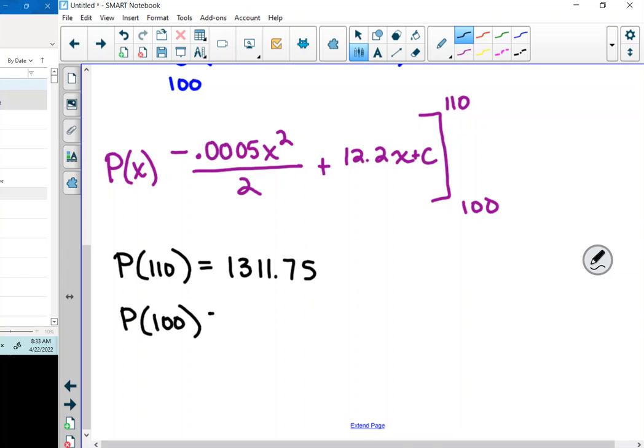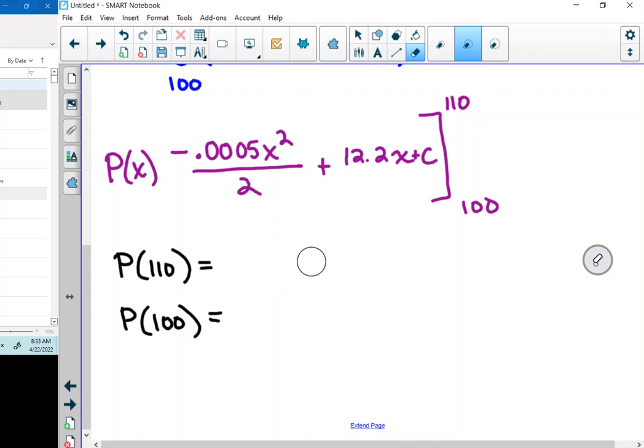Well, usually the best way for me to verify that is to do it again. Negative 0.0005 times 110 quantity squared, all divided by 2. Plus 12.2 times 110. Yeah, now I got something different. Okay. Did you guys get 1338? Nobody's helping me.